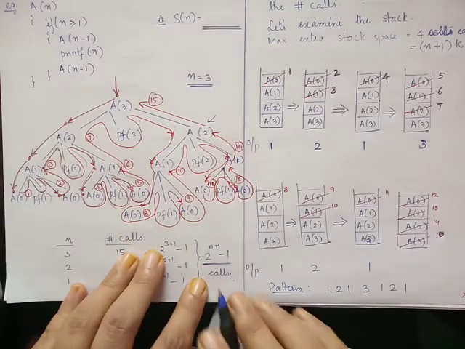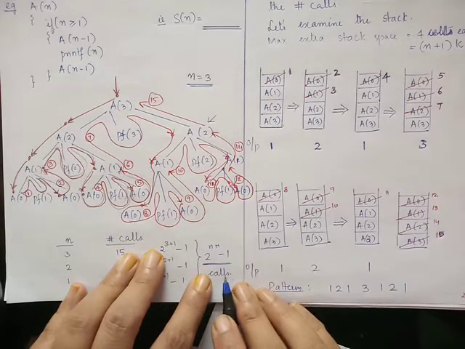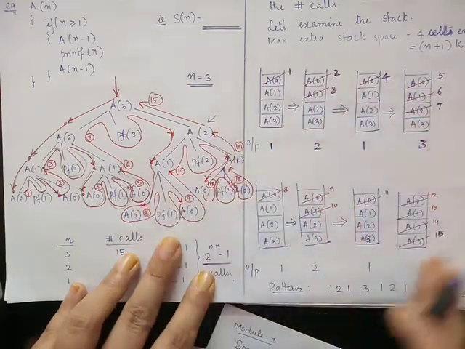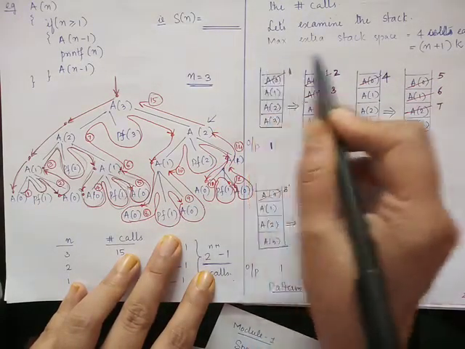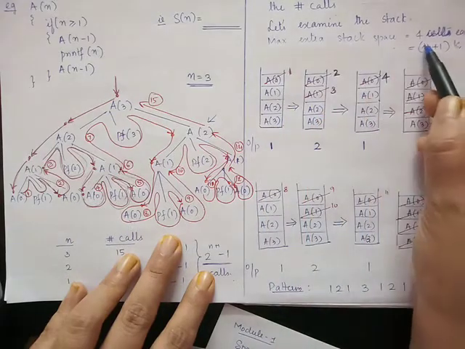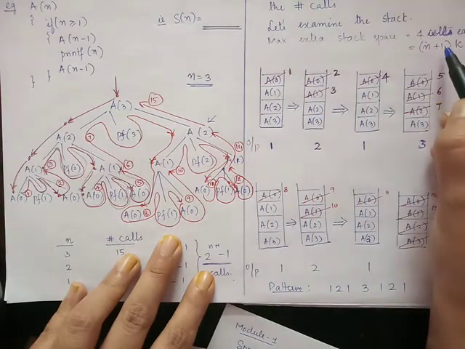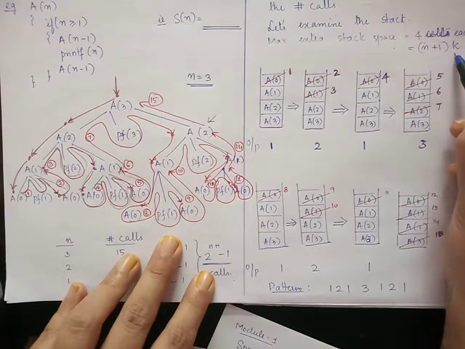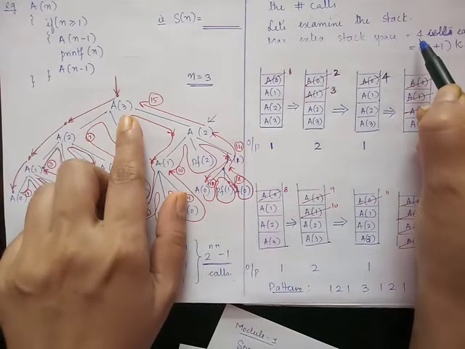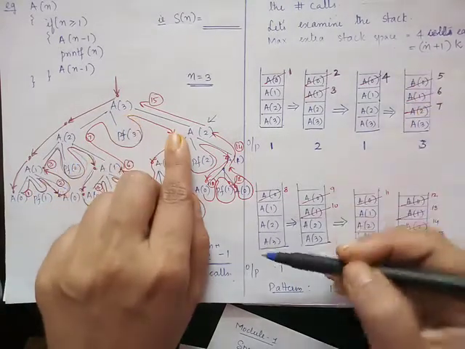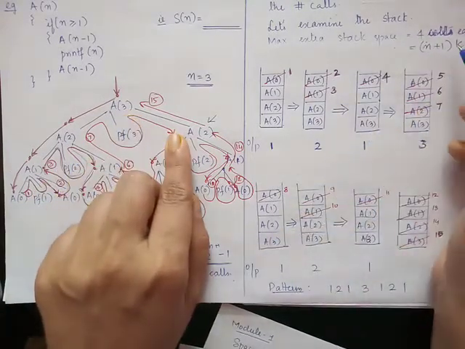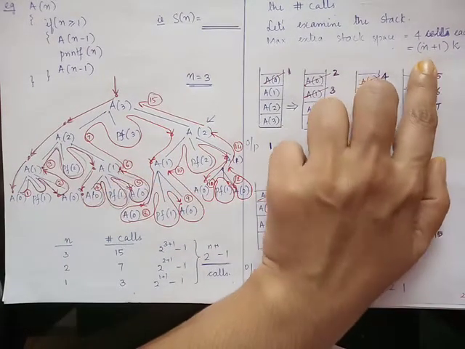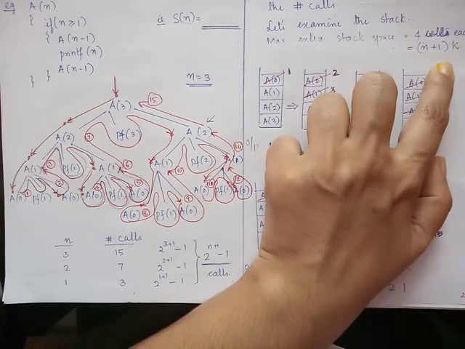So here, what is the space complexity? Space complexity here does not depend upon the number of calls. When we closely examine the stack, the maximum extra stack space required is equal to n plus 1 times k. That is, if the value of n is equal to 3, that means I require only 4 entries in the stack, each of size k units. Hence, the space complexity here is n plus 1 times k, which is big O of n.